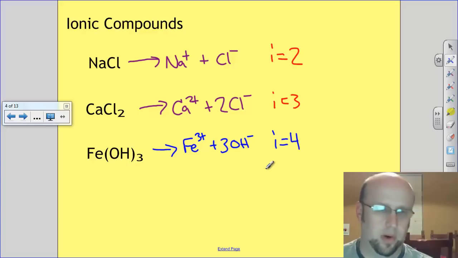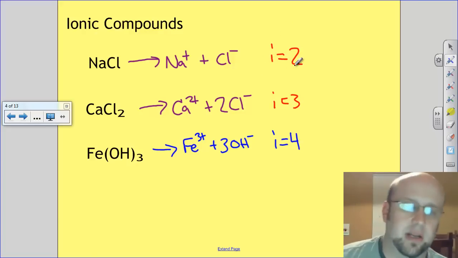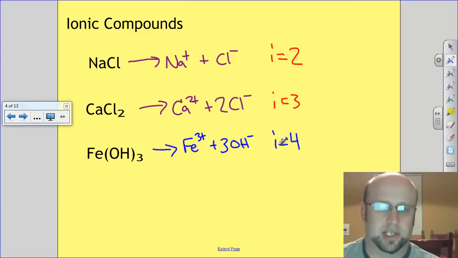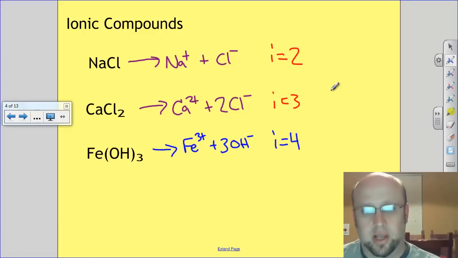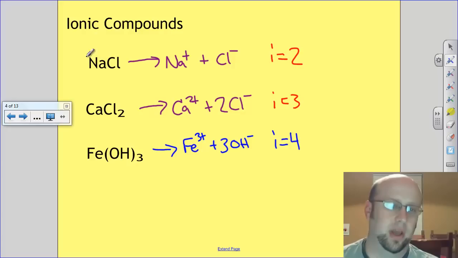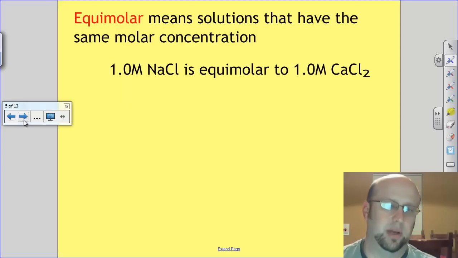Okay, it's 4. Now, that's going to come into play a lot, because what this means is if colligative properties are things that are affected by how many particles it breaks up into, then I'm going to get a lot more colligative properties out of iron hydroxide than I am out of sugar or even out of other ionic compounds like salt and calcium chloride. Why? Because it breaks up into more particles. So for every 1 molecule of this, I get 4 total particles. For every 1 molecule of sodium chloride, or 1 formula unit of sodium chloride, I get 2 particles. So that van 't Hoff factor becomes pretty important.